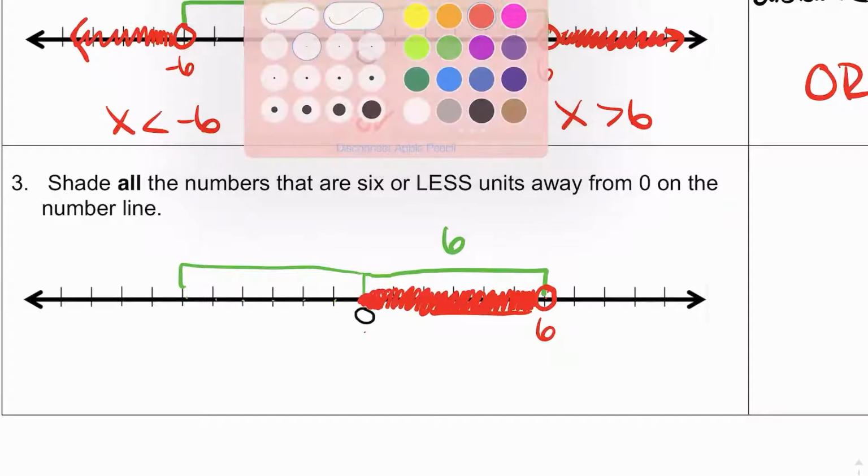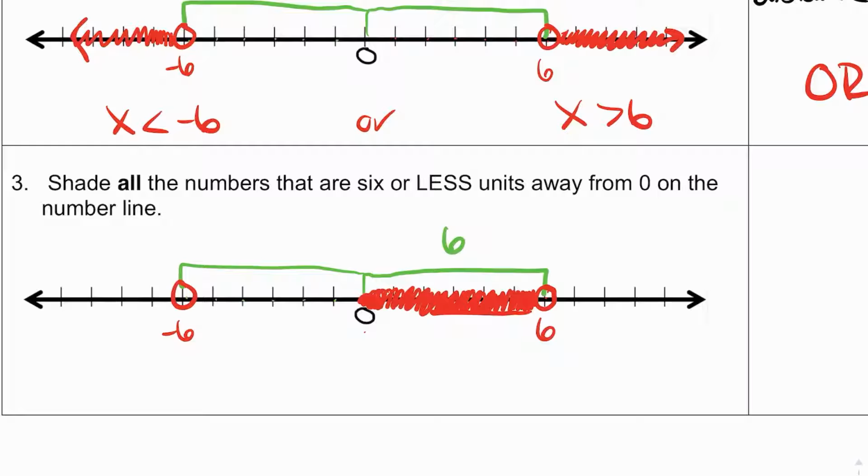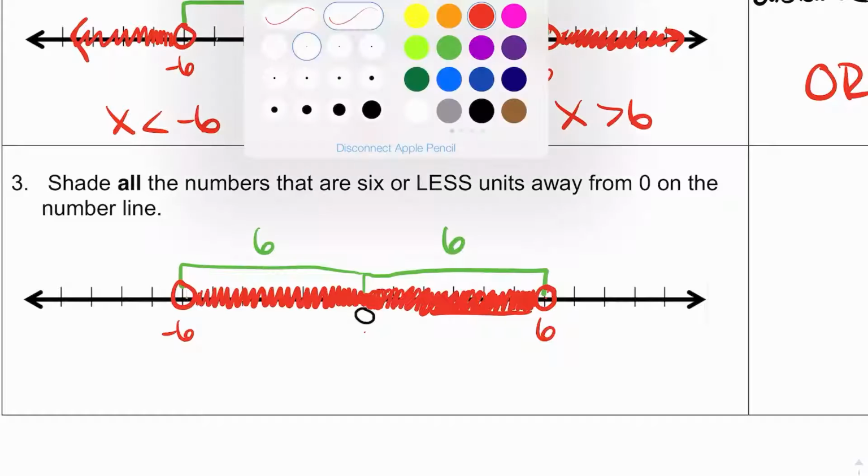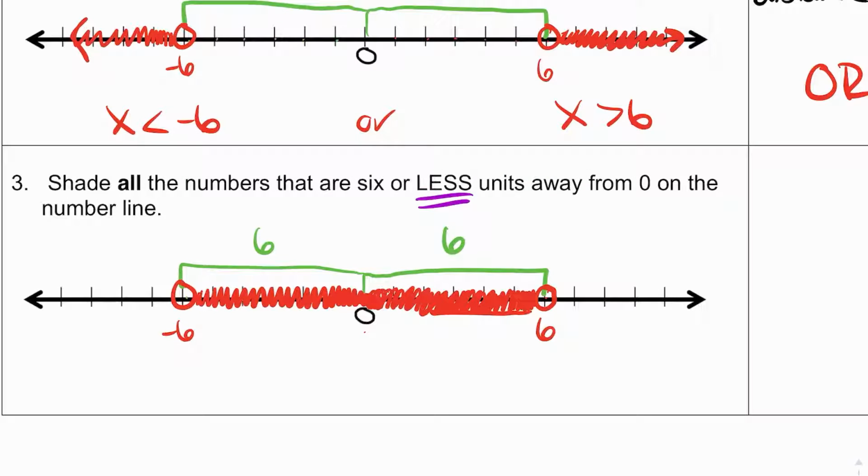Now that number is -6. That also doesn't work because -6 is exactly 6 away, but I wanted less than 6. So if I want to decrease the distance between -6 and 0, I'd have to go towards 0. So when I see a distance that's less than something, if I want to decrease my distance, I'm going to have to move towards something. In this case, I'm moving towards the number 0.